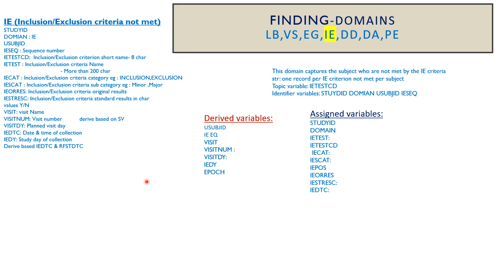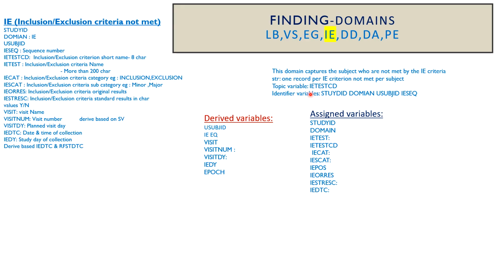So the next domain will be the IE domain. IE is nothing but inclusion or exclusion criteria not met. This domain captures the subjects who did not meet the inclusion or exclusion criteria. So the structure will be one record per inclusion criterion not met per subject.